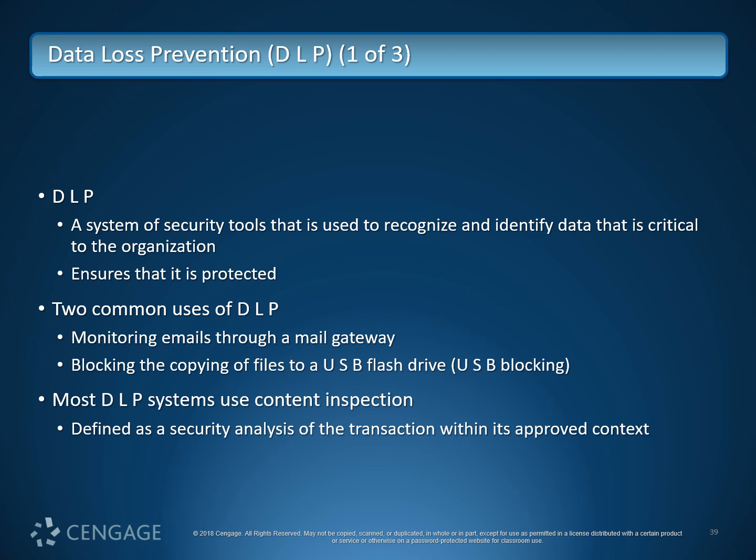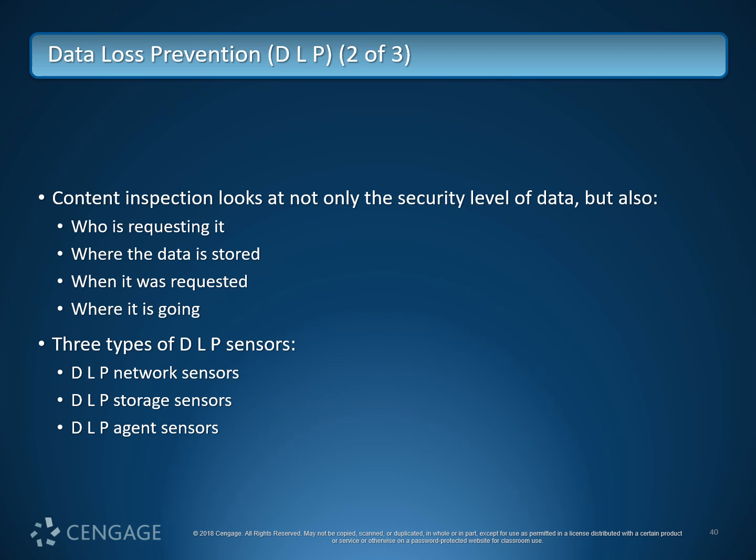DLP is a series of tools that are used to recognize and identify data critical to the organization and ensure it is protected. Two common uses would be monitoring emails using the mail gateway we talked about earlier, and then what's called USB blocking, preventing copying of files to a flash drive. Most DLP systems use content inspection, which is defined as a security analysis of the transaction within its approved context, meaning that if this transaction were occurring and it were all above board, would it follow steps A, B, and C? If we can compare it to this transaction and those steps match, seems good. If not, then we throw up an alert.